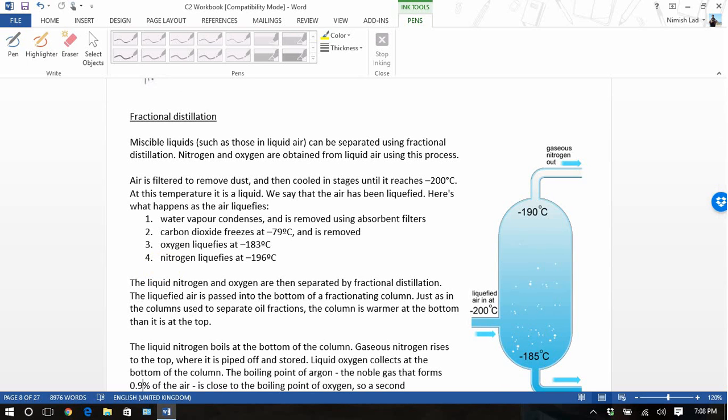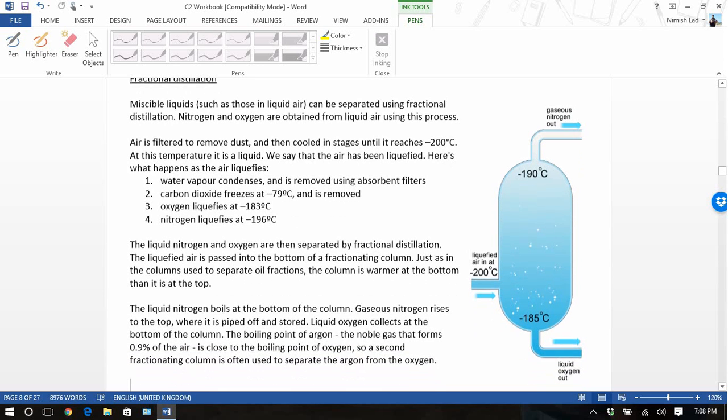So this is what happens as the air liquefies. The water vapor condenses and is removed by absorbent filters. Carbon dioxide freezes at minus 79. That's then gone. So you're left with oxygen, which liquefies at minus 183, and nitrogen, which liquefies at minus 196. So liquid nitrogen and oxygen is separated by the fractional distillation.